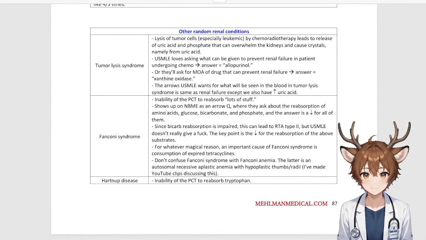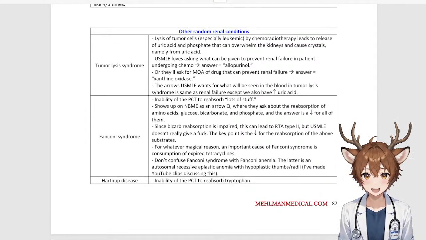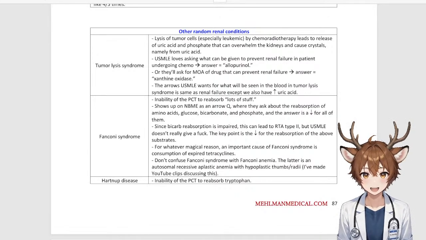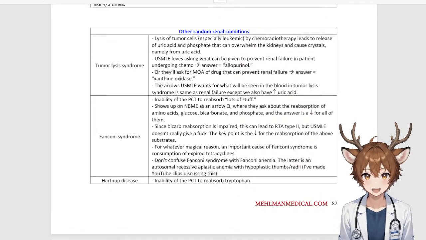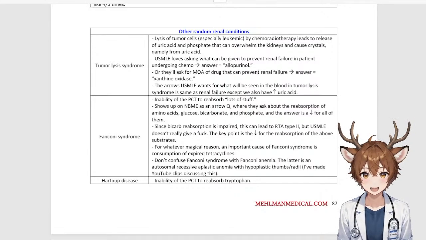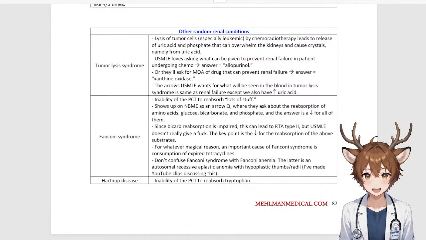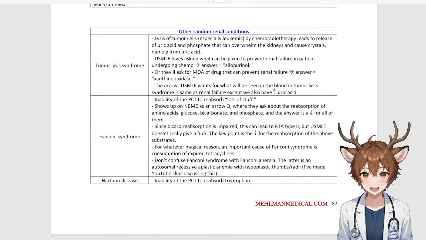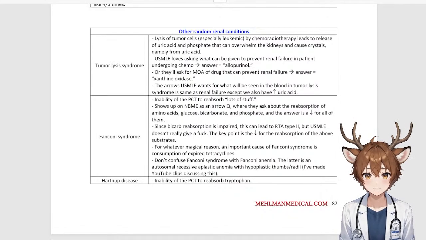Okay. Other random renal conditions. Tumor lysis syndrome. Tumor lysis of cells, especially leukemic, by the chemoradiotherapy leads to release of uric acid and phosphate that can overwhelm the kidneys and cause crystals, namely from uric acid. USMLE loves asking what you can be given to prevent renal failure in patients undergoing chemo. The answer should be allopurinol.